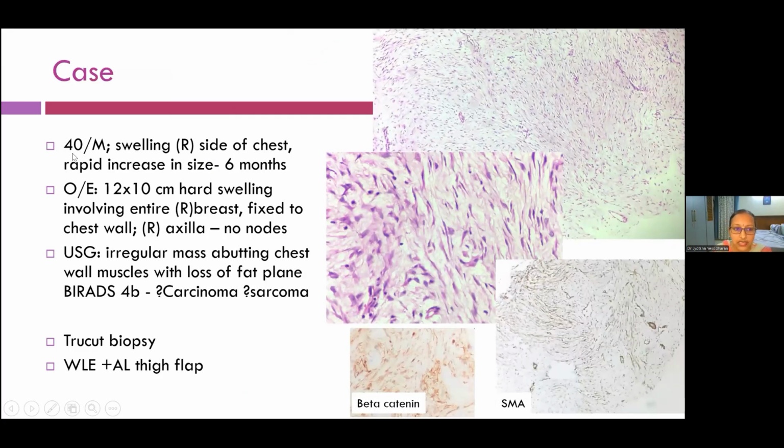Now, just to show you one case of ours, this was a 40-year-old male who presented with a swelling on the right side of his chest. It was rapidly increasing in size over the previous 6 months. At presentation, it was a huge 12-centimeter mass involving entire right breast. And on imaging, there was loss of fat plane with chest wall muscles. On TrueCut biopsy, it turned out to be a relatively bland spindle cell neoplasm like this, with SMA and beta-catenin positivity. It was negative for all epithelial markers, and so we gave a diagnosis of a possible desmoid fibromatosis.